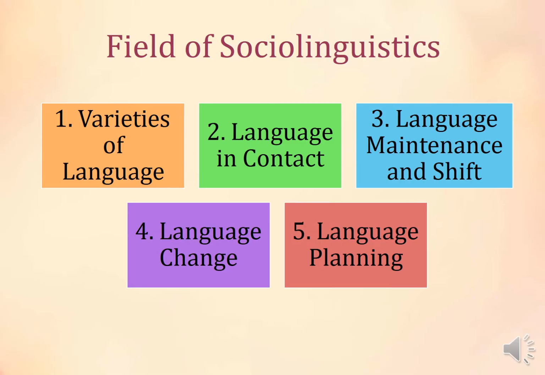And what are the fields of sociolinguistics? We have five prominent aspects of sociolinguistics. The first one is variety of languages, the second is language in contact, the third is language maintenance and shift, the fourth is language change, and the fifth is language planning. Hopefully we will have different lectures on these, but in today's lecture we just give a brief introduction of how these things emerge in the field of sociolinguistics.